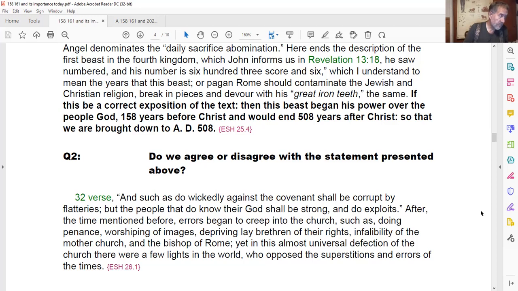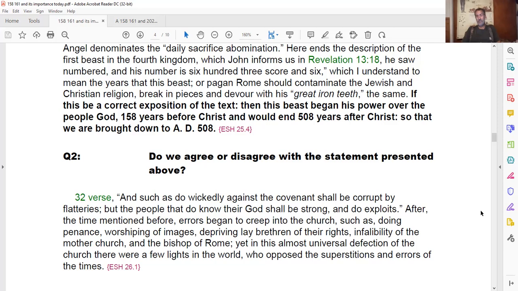And so we already understand that, because Ellen White interprets that as the beast coming up out of the earth as being the United States, and that its horns represent republicanism and Protestantism. So you couldn't take his argument that the kingdom here referred to is Rome, and that the 666 years then are from 158 to 508.